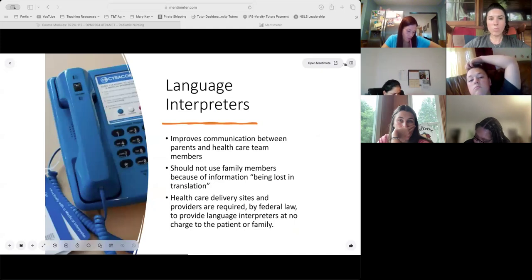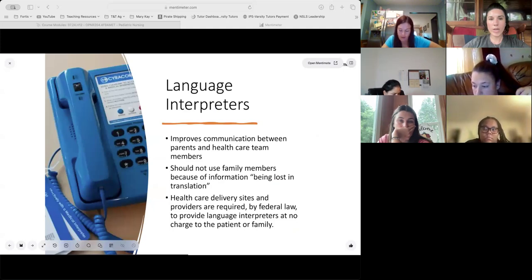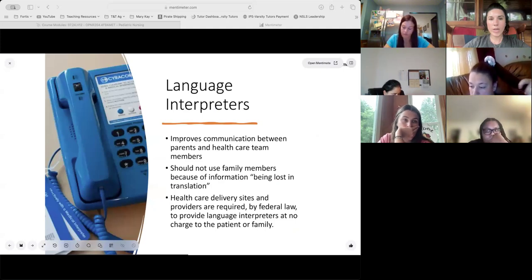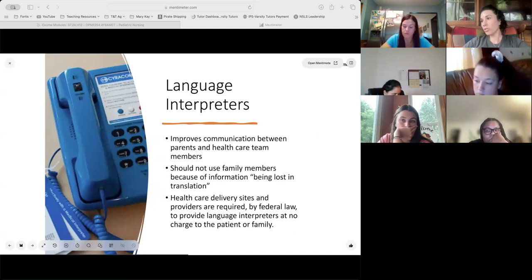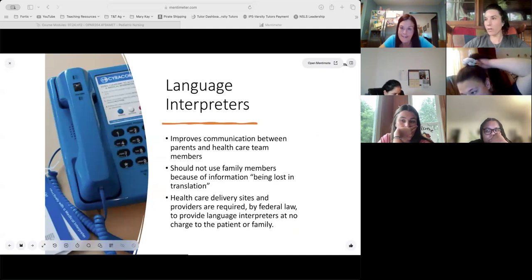As we're in the hospital, we come into contact with people that English is not their first language or their preferred language. So we need to make sure that we are communicating in a way that is effective with them. So utilizing these language interpreters. These language interpreters are medically trained, so they are well-versed in medical terminology and how to successfully convey that message to somebody that speaks another language.